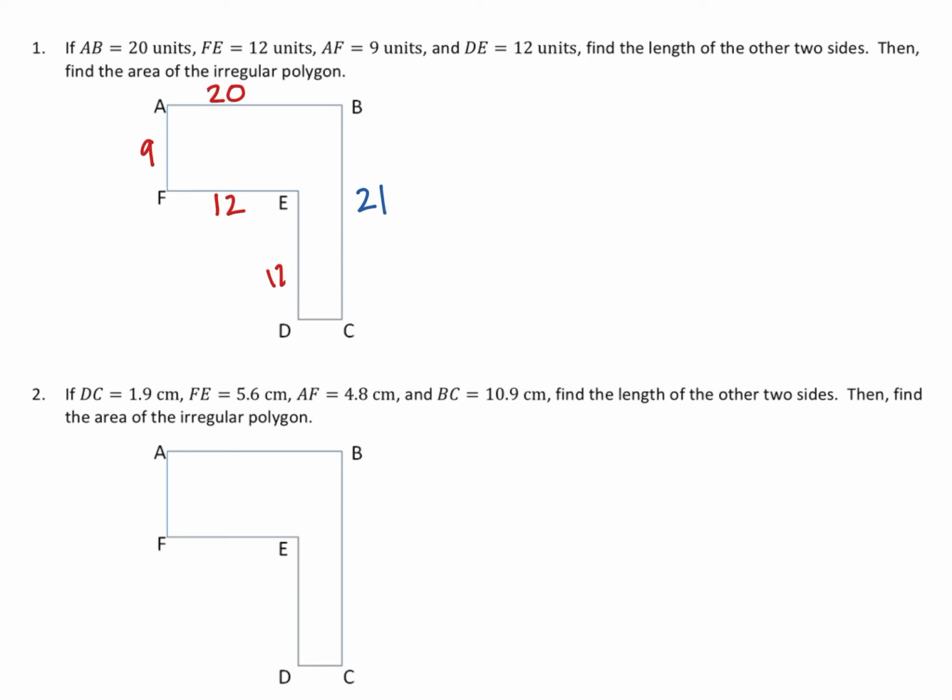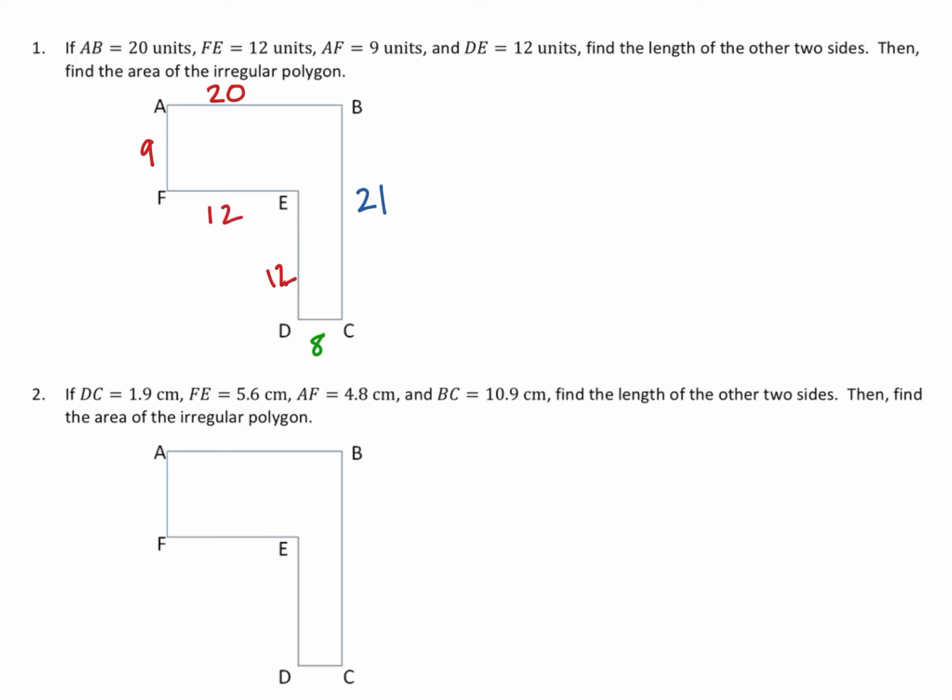Let's talk about DC. This is a part, a horizontal part. This is a horizontal part. And this is a horizontal whole. So our whole is 20. One part is 12. What would the other part have to be? Well, I know 12 plus 8 is 20. So DC must be 8.